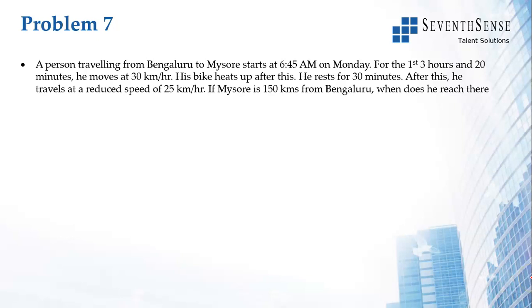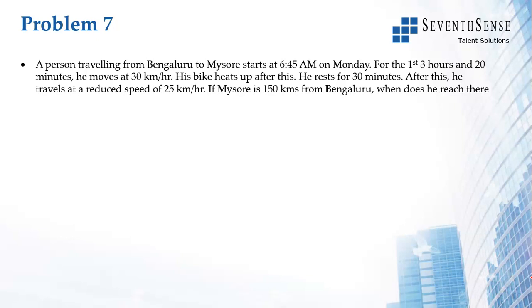Person is traveling from Bangalore to Mysore, starts at a time, and then he travels at 30 kilometers per hour for the first 3 hours 20 minutes. Then his bike heats up, so he rests for 30 minutes, and he travels at a reduced speed of 25 kilometers per hour. Mysore is 150 kilometers from Bengaluru. When does he reach Mysore?